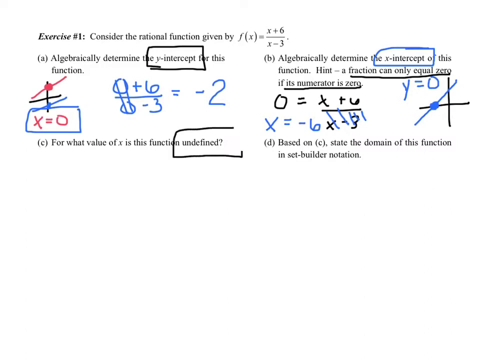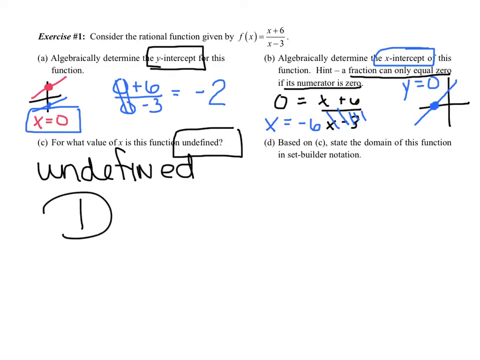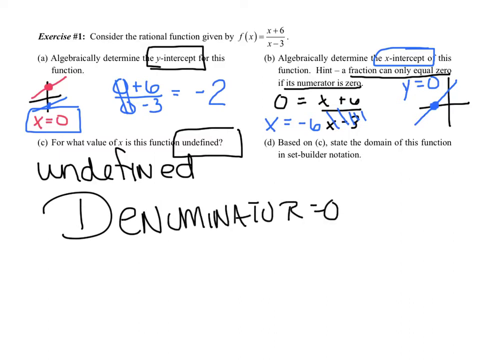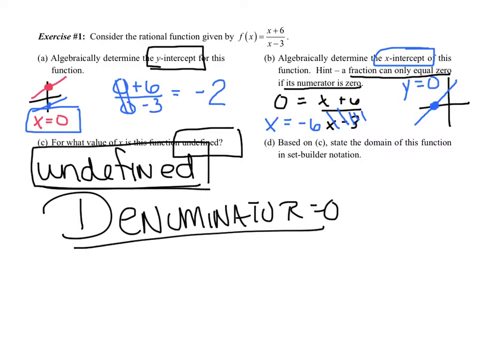So this is going to be a big keyword for us this year, so let's get down a definition here. Undefined happens when the denominator equals 0. Let's get in our notebook. You might want to highlight this word undefined so we can find it easily. That happens when your denominator equals 0.